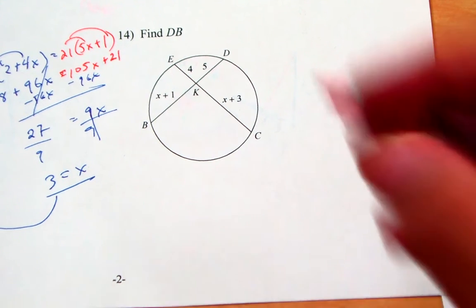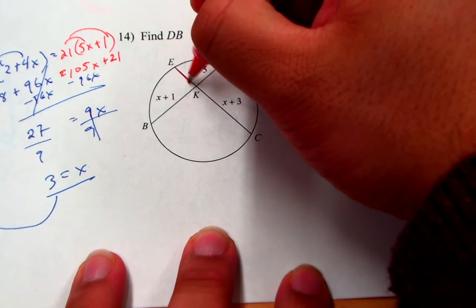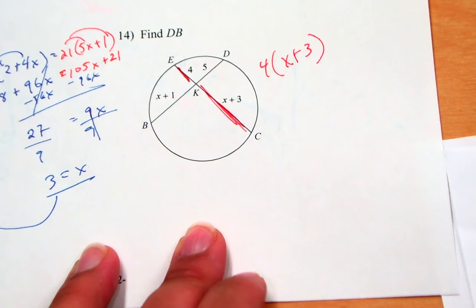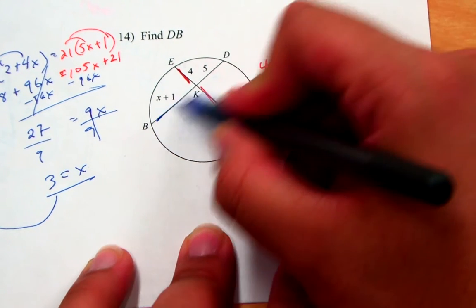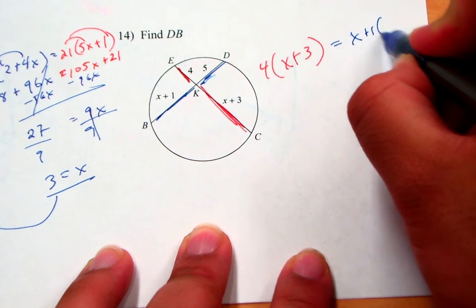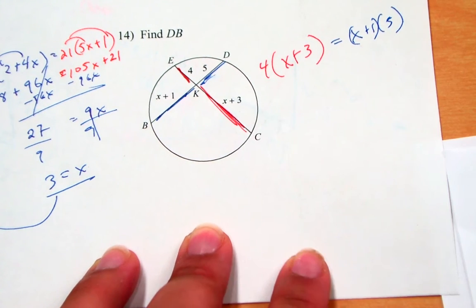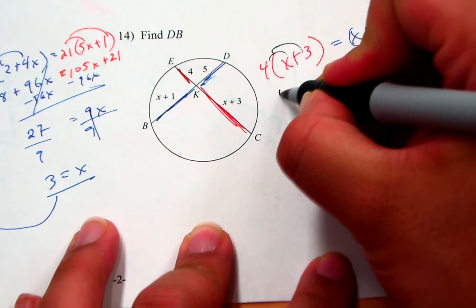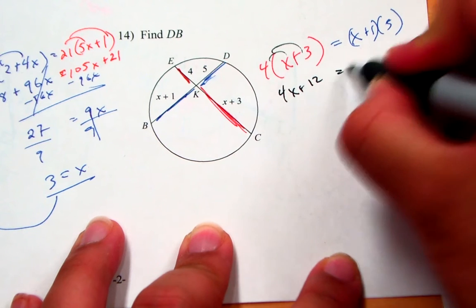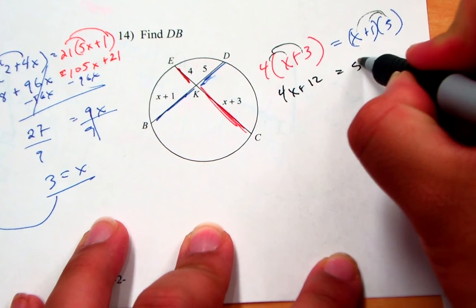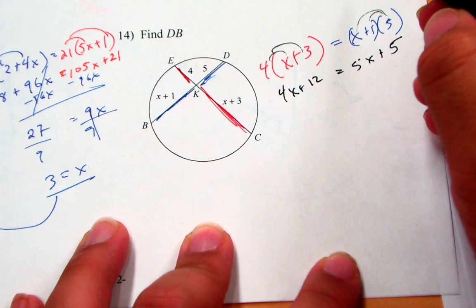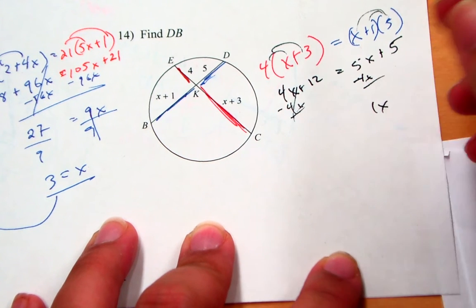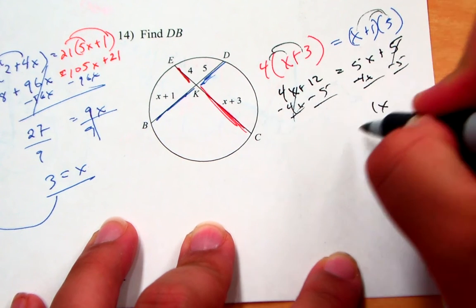Once again, the same basic principle we've seen several times now. We have 4, we have x plus 3, so that's 4 times x plus 3. That's going to be the same quantity as x plus 1 times 5. So once again, distribute here. So 4x plus 12 is equal to, distributing here, 5x plus 5. And gathering like terms, subtract 4x, that gives me 1x, or just x, subtract 5, and I get 7.